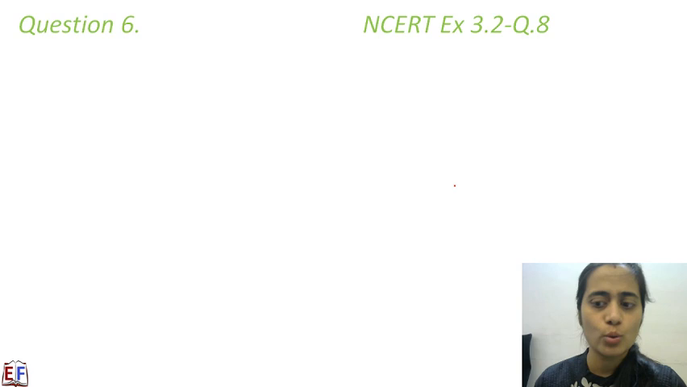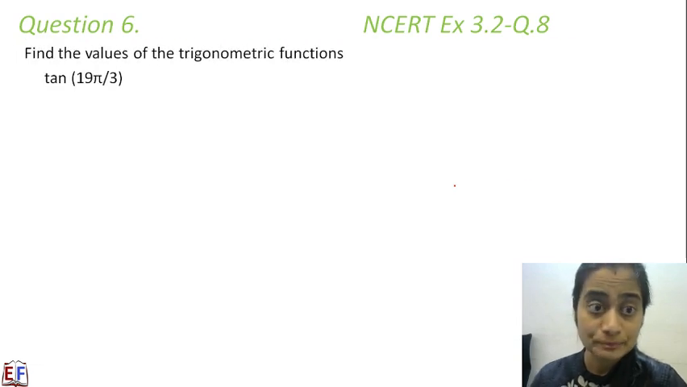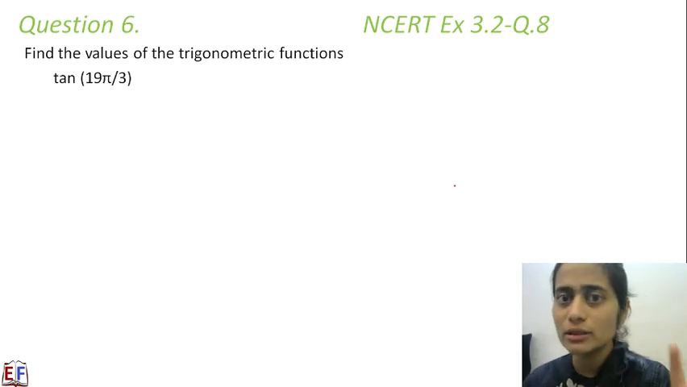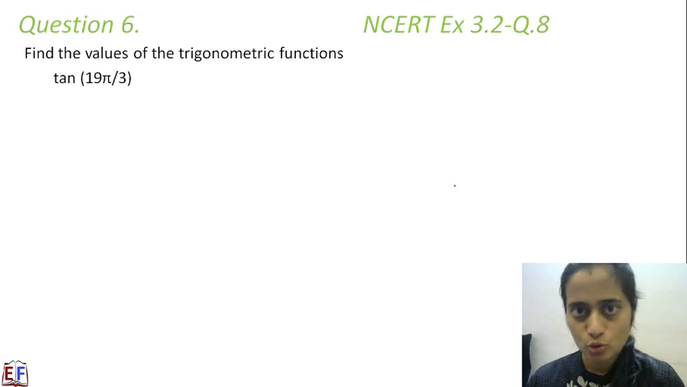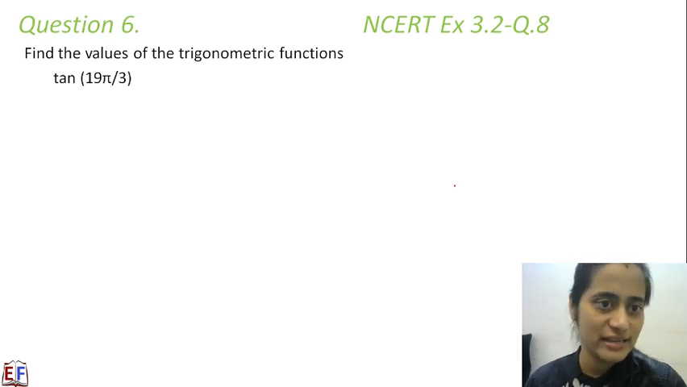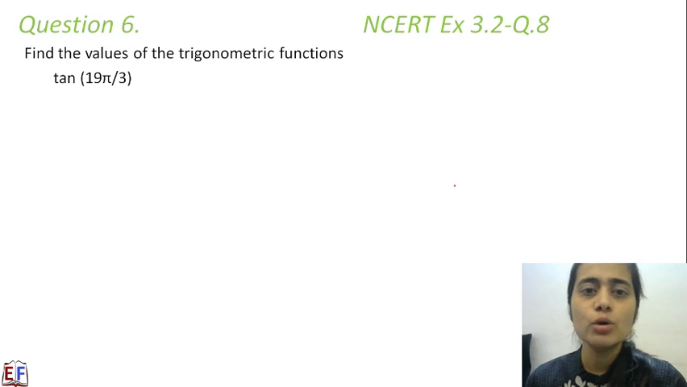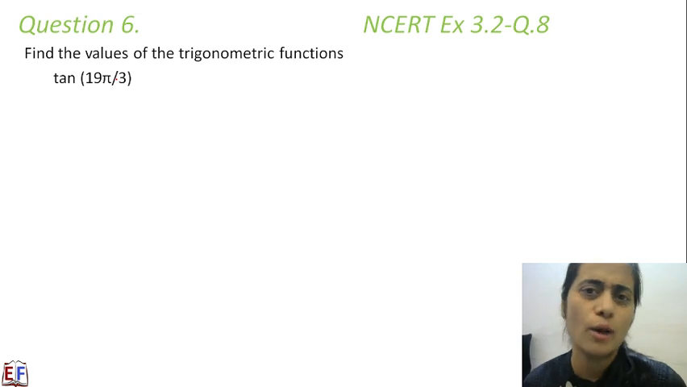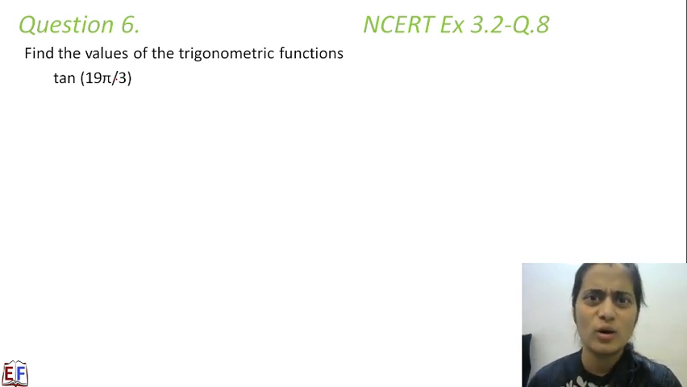Let's move ahead with question number 6. This is again from NCERT exercise 3.2, and this is question number 8. As I was saying, in exercise 3.2 you have two varieties of questions. One I already discussed, and this is the other variety, which is to find the value of the trigonometric function tan 19 pi by 3. Many a time, looking at a value like 19 pi by 3, you will suddenly feel, oh my god, how will I solve it? But we'll make it simple for you.